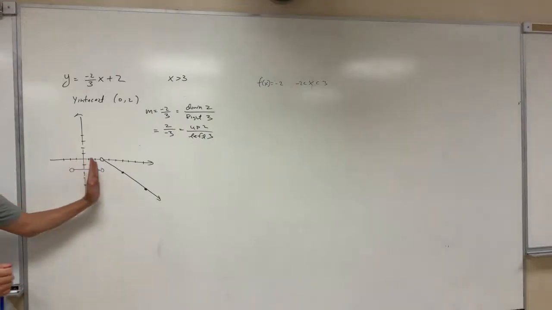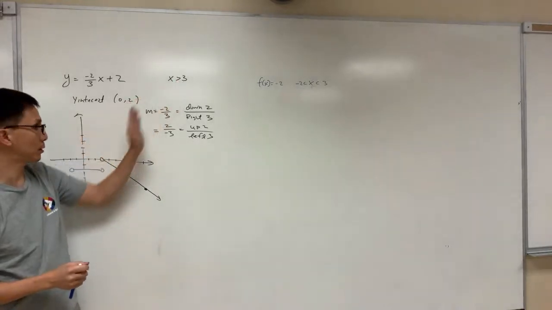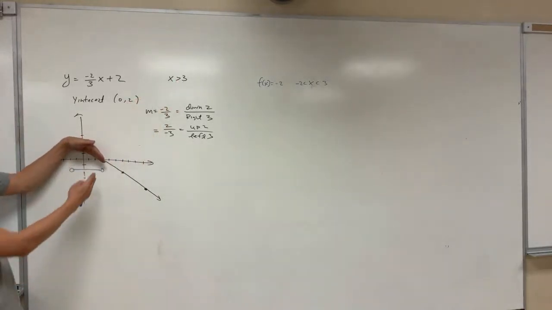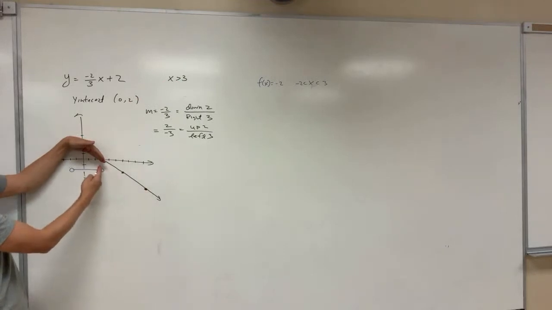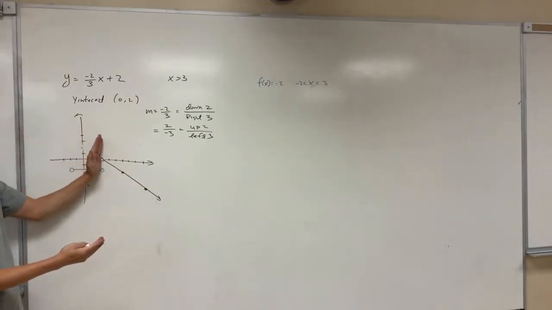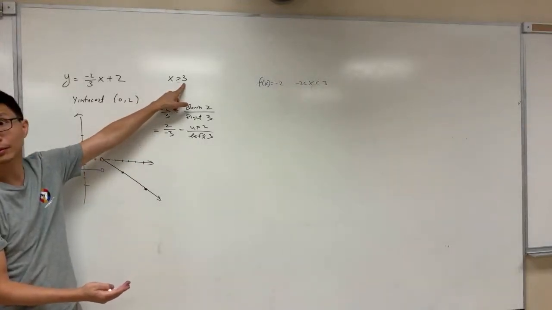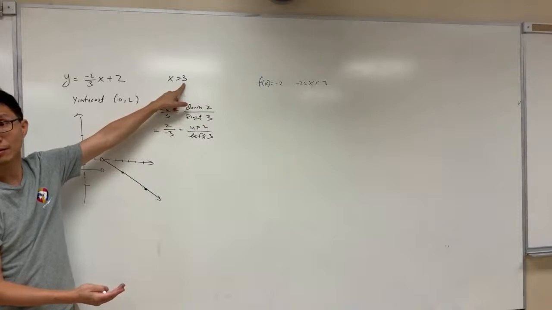Okay, so do you understand this part, the black line? Yeah. Because when x is greater than 3, so anything above 3, I'm gonna keep it. Anything on the left side, I'm gonna erase. I'm gonna keep an open circle here because x is greater than 3. Does that make sense?